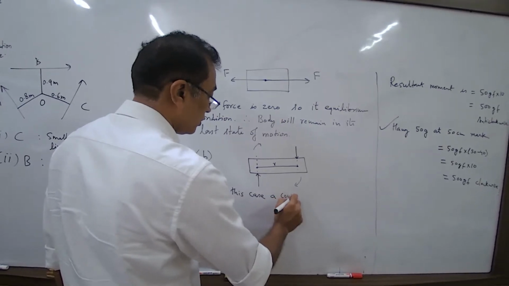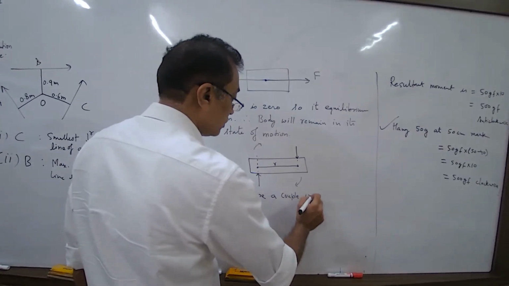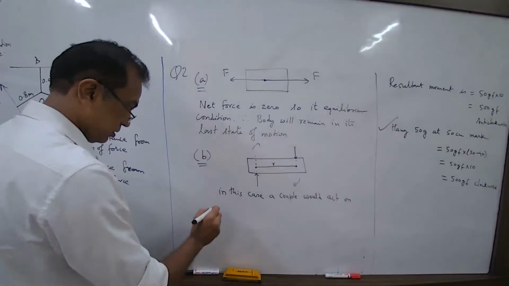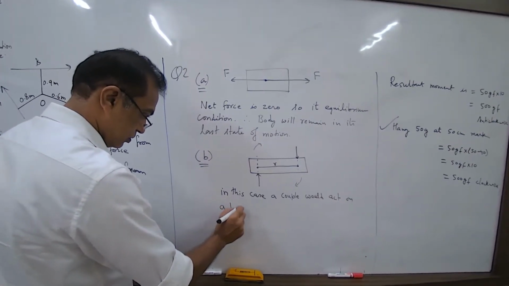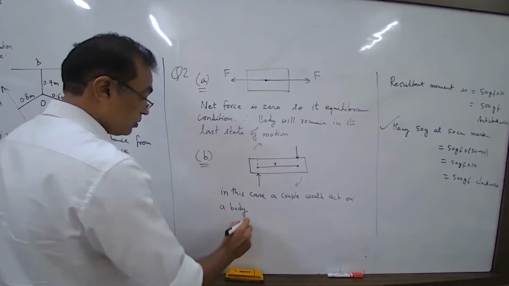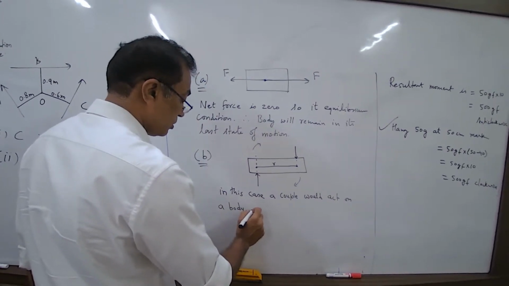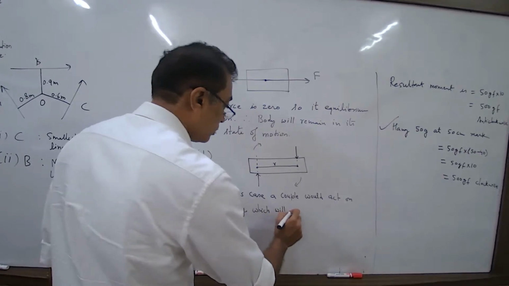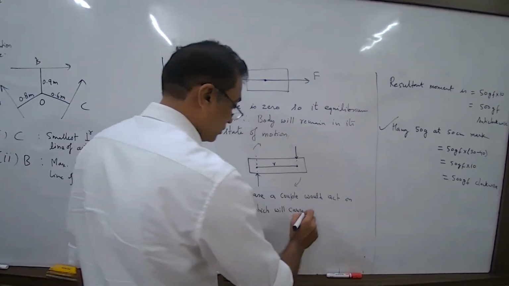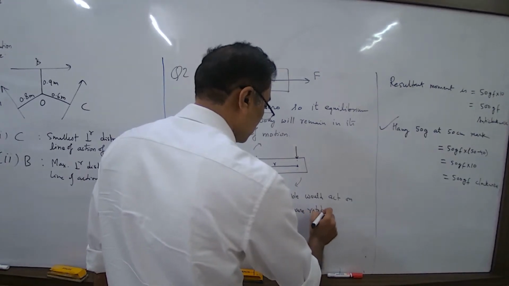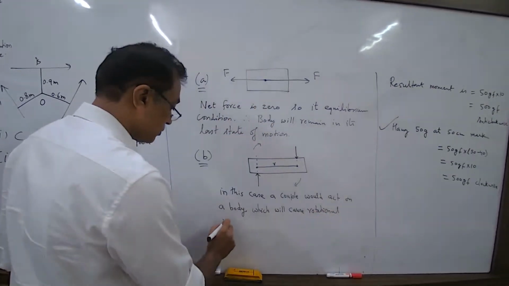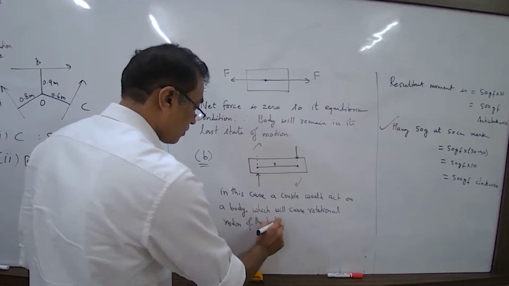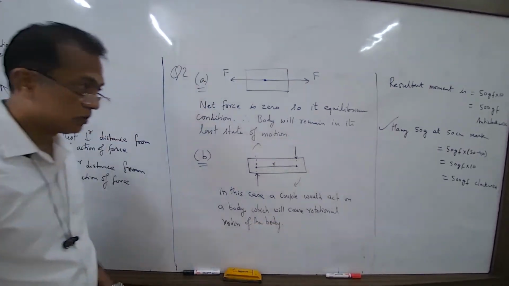a couple would act on a body which will cause rotational motion of the body. Okay, so we have already covered all these concepts.